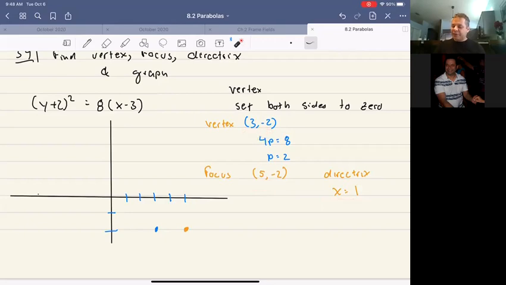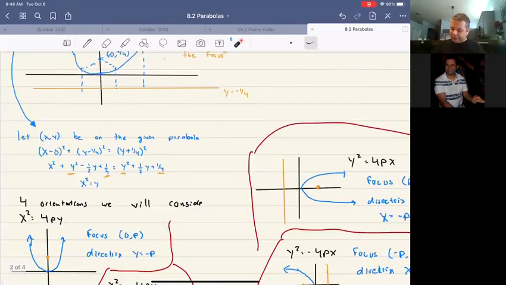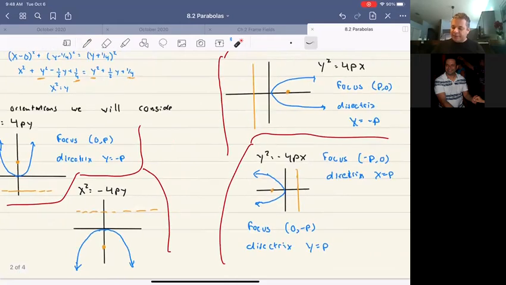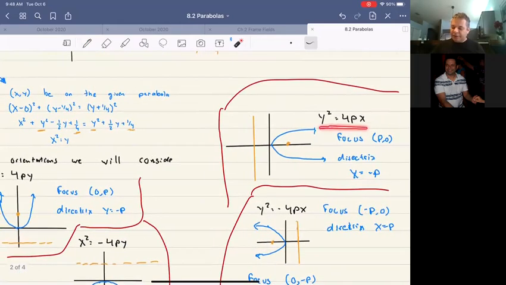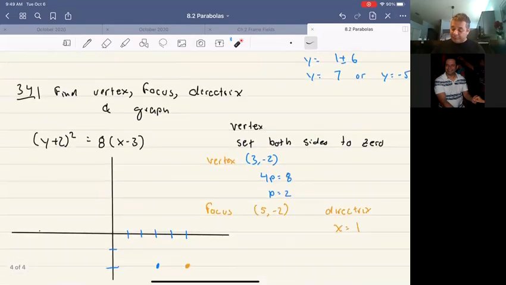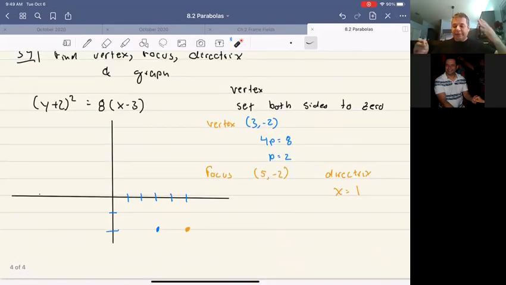How did I know to move that way? Because I'm looking at these things, or I have them in my mind, and I know that it follows this pattern: y squared is 4px. Another way, if I don't want to remember that, is to think that my right-hand side needs to be positive, which means I need to be going this way. X equals 1.